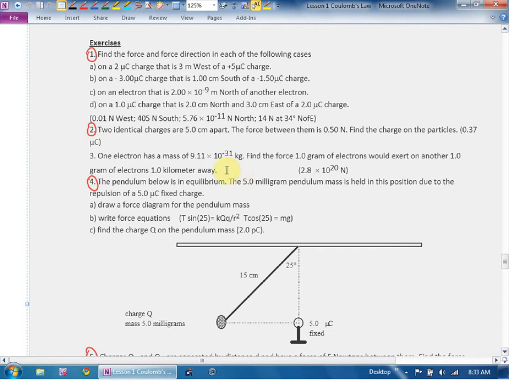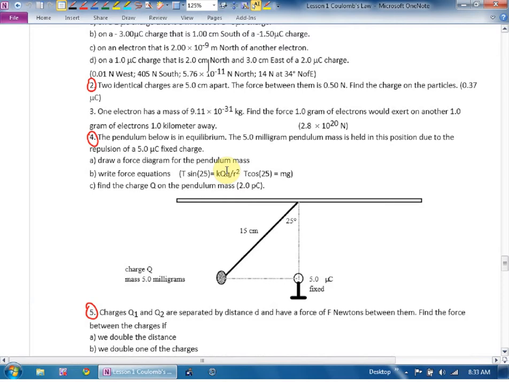The homework you would like me to go over, please? 4C? I was wondering about number 4. 4 is pretty cool. So here's what we have.